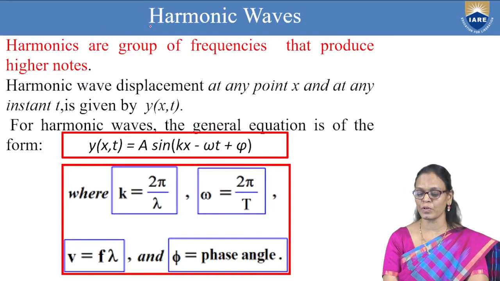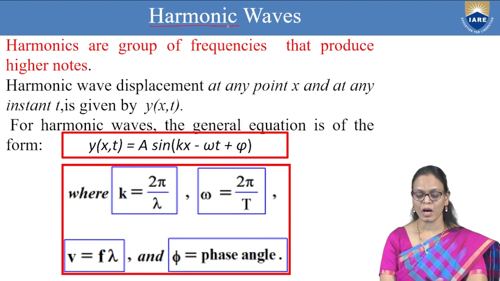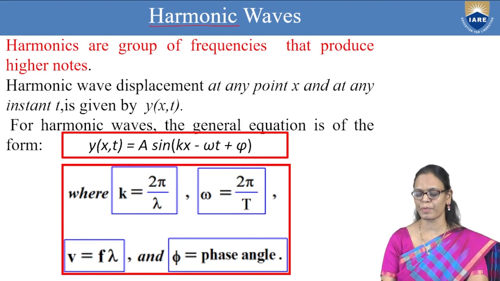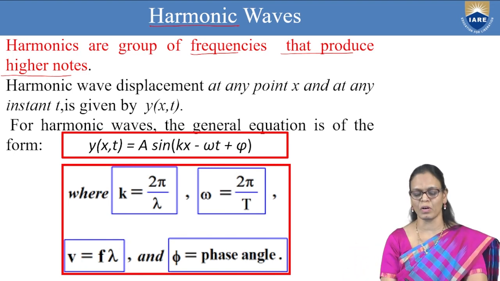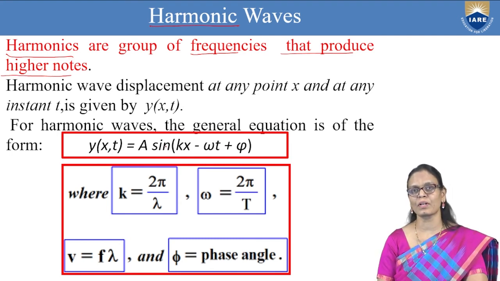Now let us see harmonic waves. What are harmonics? Harmonics are groups of frequencies that produce higher notes. So when you are talking about a frequency which is producing higher notes, then that group we call harmonics. So a harmonic wave displacement is given by y(x,t) = A sin(kx - ωt + φ). So the same way we see the displacement, y(x,t) = A sin(kx - ωt + φ).